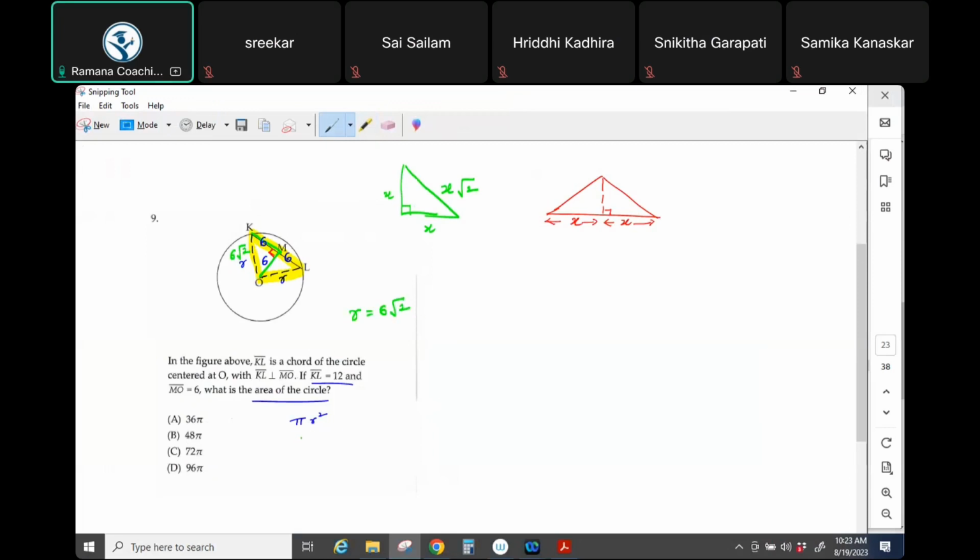So what do we do? Simply plug it in. 6 root 2 and then you square it. What is square of 6? 36. What is square of root 2? 2. What is 36 times 2? 72. 72 pi.